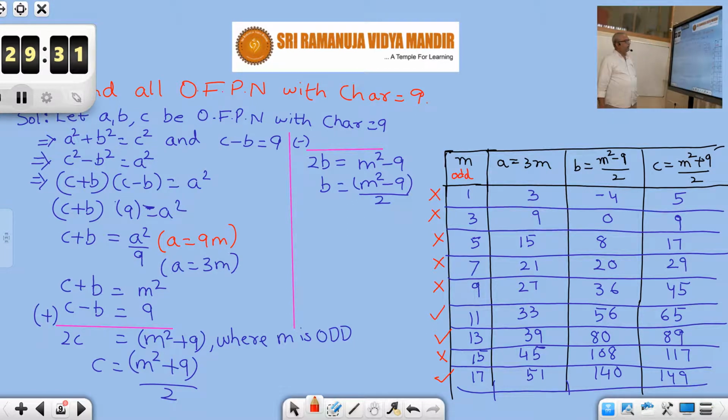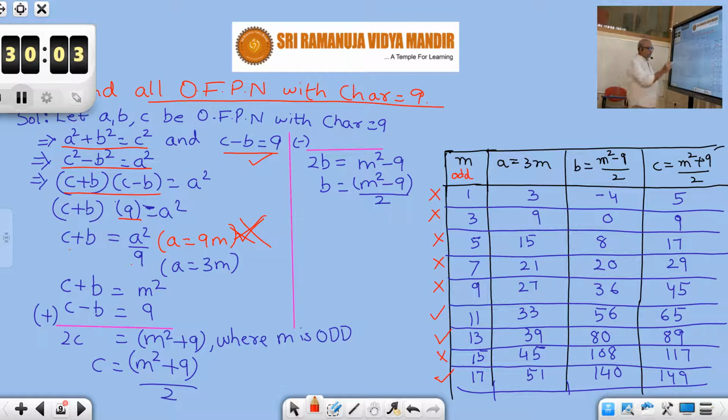Next, find all OFPN with characteristic 9. Same method. A square plus b square is equal to c square, c minus b is equal to 9. C square minus b square is equal to a square, (c plus b) into (c minus b) is equal to a square. C minus b I have put 9 here, so c plus b is equal to a square by 9. After this, many of the students, almost all, are writing a must be a multiple of 9. That is not correct. So, a square must contain 3 square.